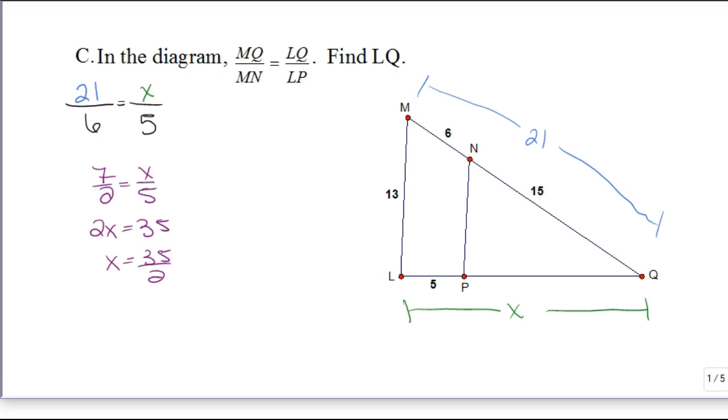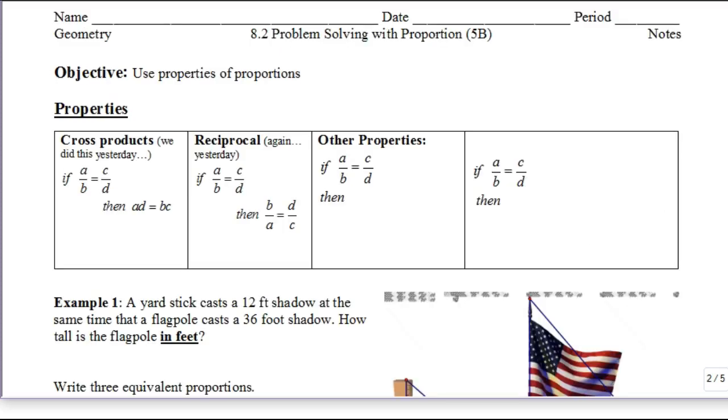Now let's take a look at the notes. Today, we're going to focus on using the properties of proportions. Yesterday, we looked at the two big properties. Cross products: if you have a proportion, then you can rewrite it as a product. We also talked about reciprocal, where you can change the proportions into the reciprocals and they'll still be the same. We're going to look at two other properties today.